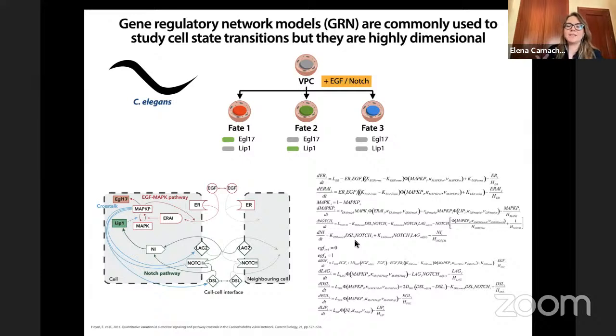So in the end, understanding how the parameters control the stability and how the system behaves when changing these parameters is hard. So the question is, can we develop a lower dimensional model that could give us the essence of how these signals control how these cells become one cell type or another?